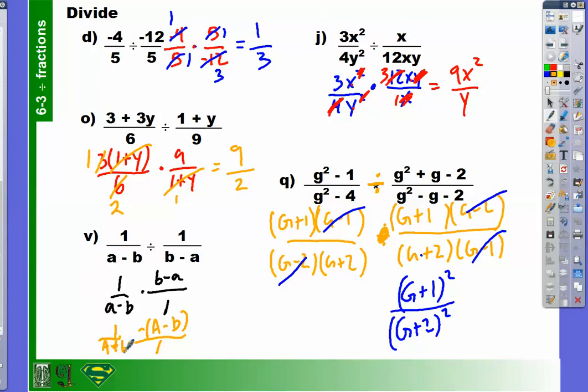So what's going to cancel out in this case? What is going to cancel out in this case? A minus b, and when we multiply it together, we will be left with -1, because we have the negative in front of the parentheses. All right, so that is basically how to divide polynomial fractions.